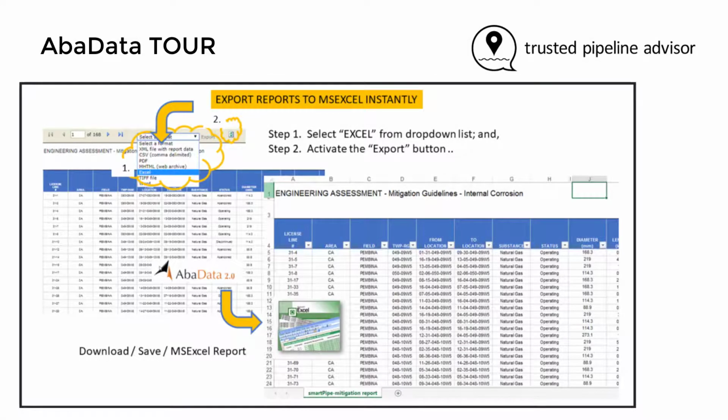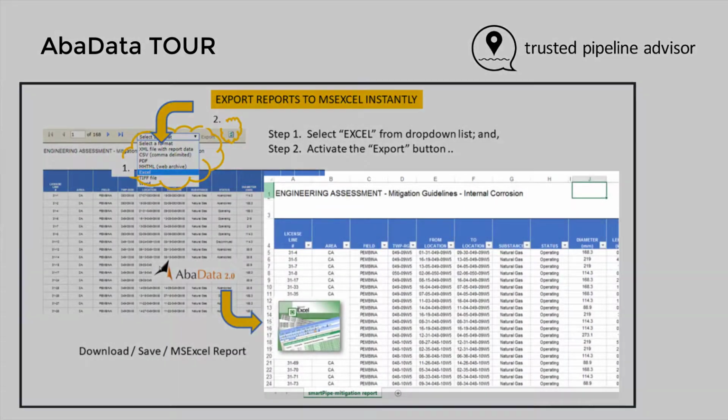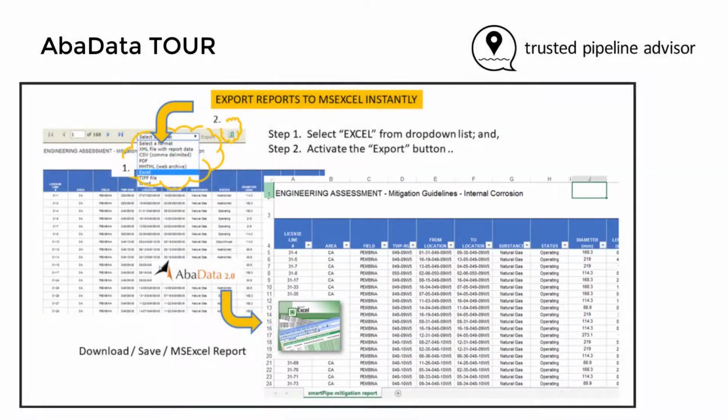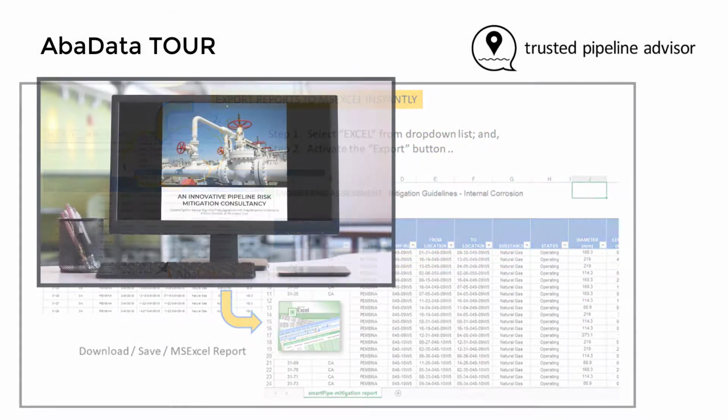Finally, the user can take advantage of the report export function within AbaData to create a Microsoft Excel report version of any of the AbaData online reports. This feature is a simple and fast method for exporting TRIAGE results for communication within the company or with external service providers engaged to provide support to the corporate pipeline management program.